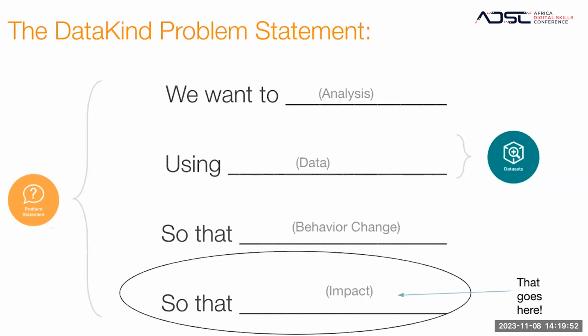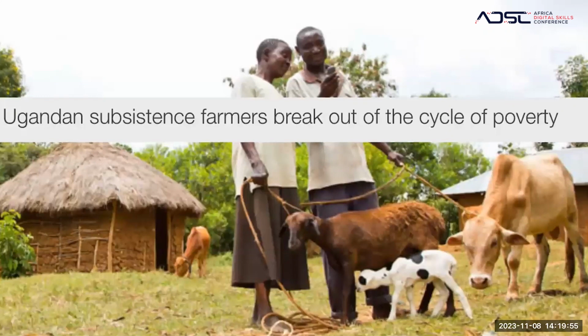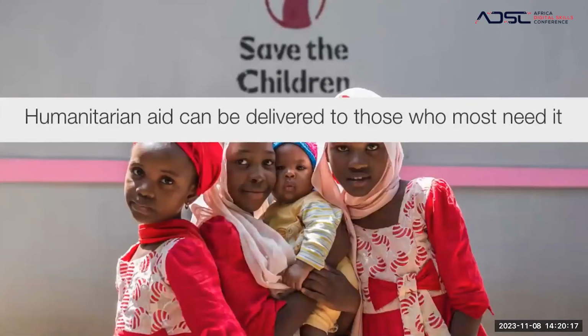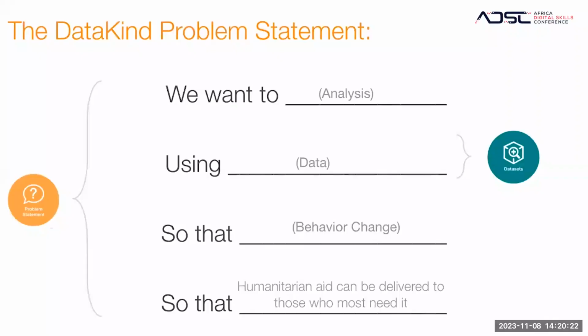But I'll start with an example that we'll go back to throughout this webinar. You might be trying to address poverty in a developing country through financial inclusion programs for rural farmers. And therefore, the impact you're interested in making is that subsistence farmers break out of the cycle of poverty. So that's your big impact statement that goes in the first blank. Maybe it's Ugandan subsistence farmers break out of the cycle of poverty. Or you might be interested in ensuring that humanitarian aid gets to those who need it the most. And another example of how that impact statement goes at the bottom of the problem statement.